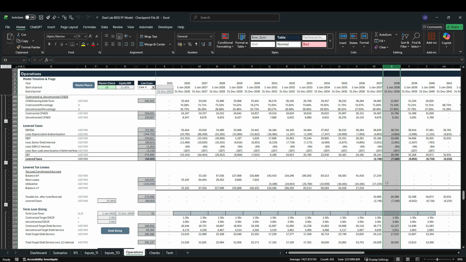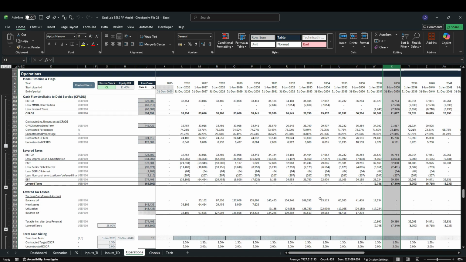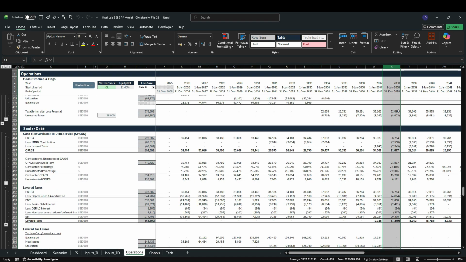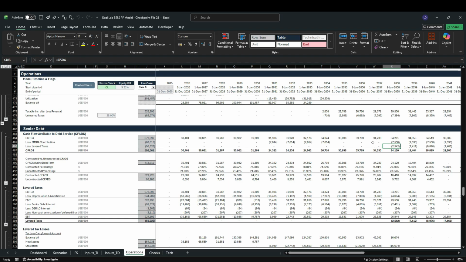Now that means in year 2038, our CFATs in our equity-based case are actually going to be lower than in our debt-based case. So here for the equity-based case, we have CFATs of 21 million and we have to pay taxes of 7.3 million. Now if you move over to case 5, which is our debt sizing case, we actually just have to pay 2.5 million in taxes in that year, lifting up our CFATs overall, although our EBITDA will be slightly lower due to the merchant haircut.